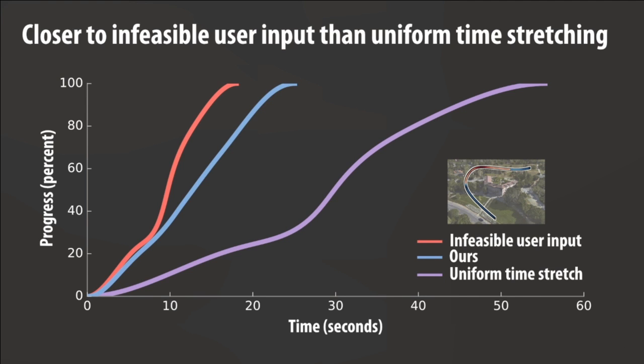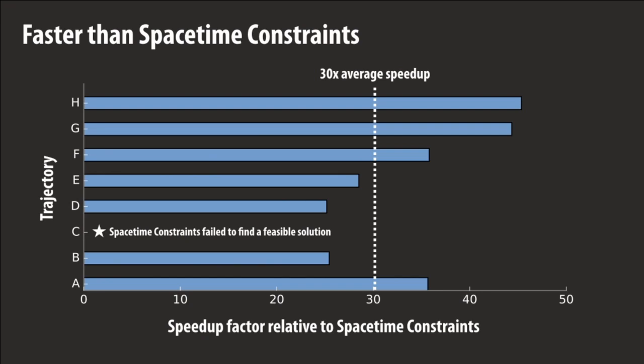We also compared our method to uniform time stretching. Uniform time stretching is an inexpensive but overly conservative strategy for enforcing feasibility, especially for long trajectories that are only briefly infeasible. Here we're showing the progress curves generated by our method and uniform time stretching for the infeasible input progress curve shown in red. Because our method is able to non-uniformly perturb the timing of an input trajectory, we found that we could get much closer to the user's original intent than uniform time stretching.